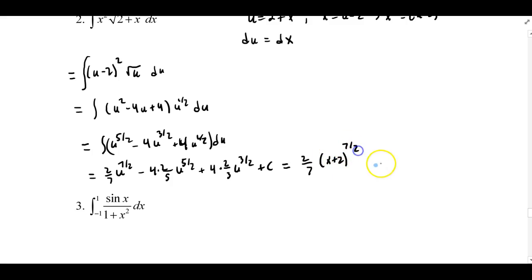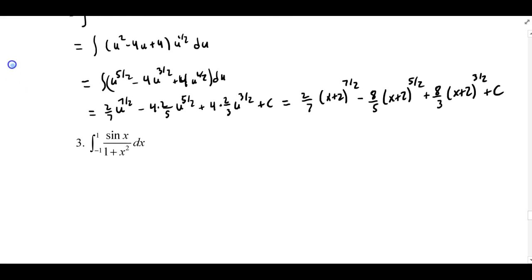to the 7/2 minus 8/5 times x plus 2 to the 5/2, and then plus 8/3 times x plus 2 to the 3/2, and then plus c. And that would be the answer to number 2.